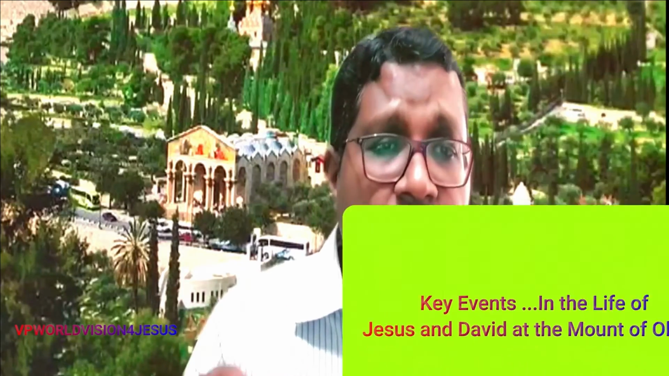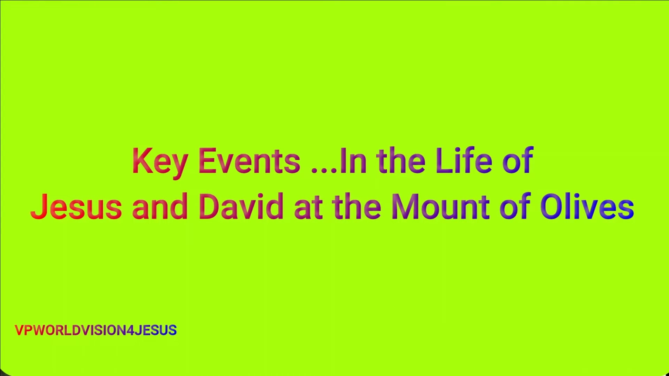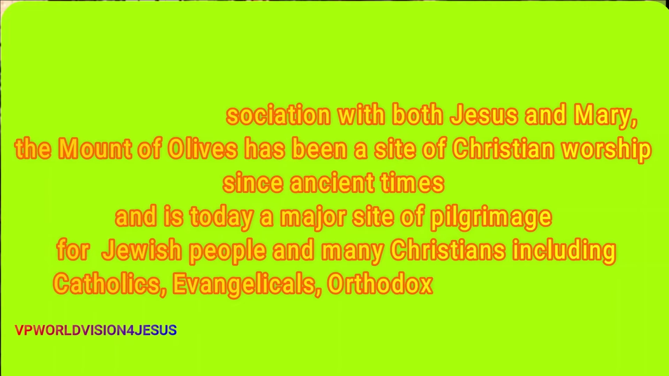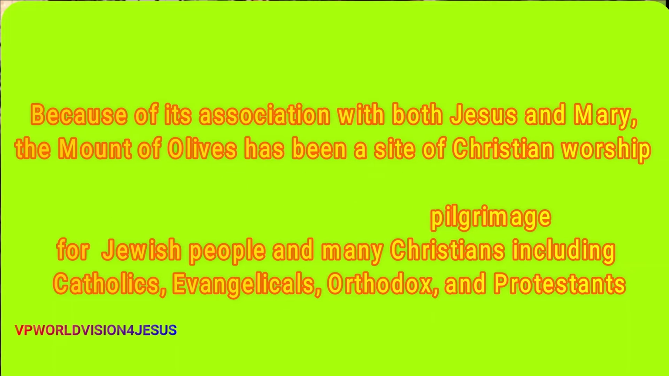Now, there are several key events in the life of Jesus as related in the Gospels that took place on the Mount of Olives. And in the Acts of the Apostles, it is described as a place from which Jesus ascended to heaven. Because of its association with both Jesus and Mary, the Mount has been a site of Christian worship since ancient times and is today a major site of pilgrimage for Catholics, the Eastern Orthodox, and Protestants, and so in all, for the Jewish people and for Christians.